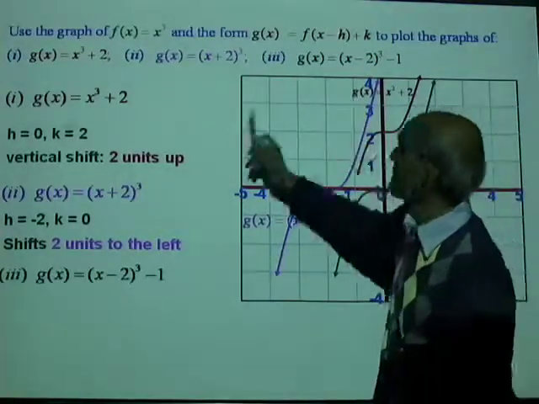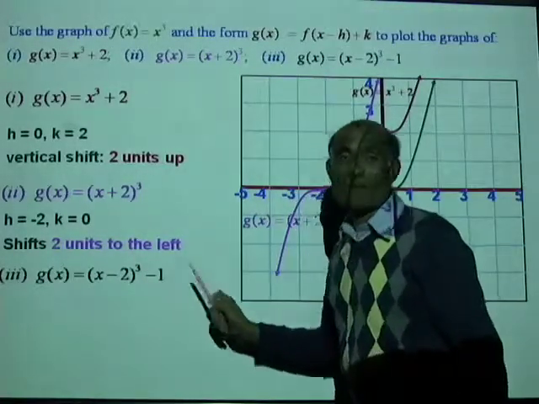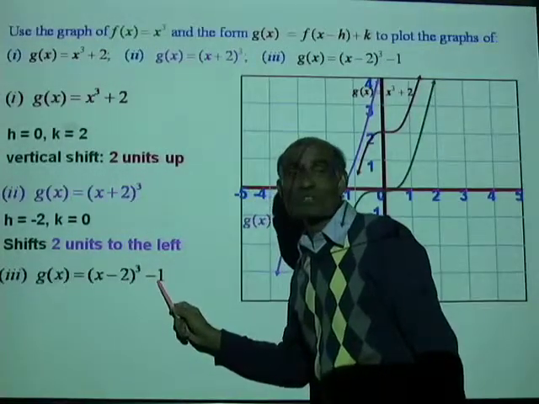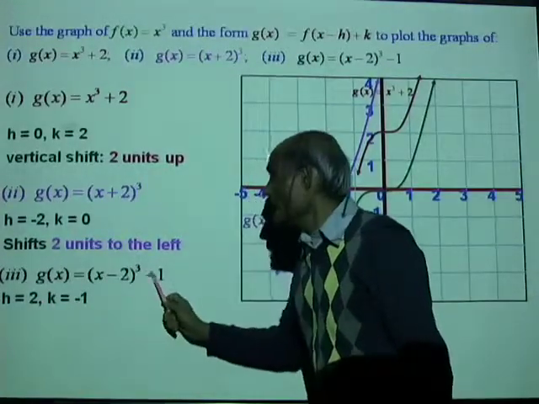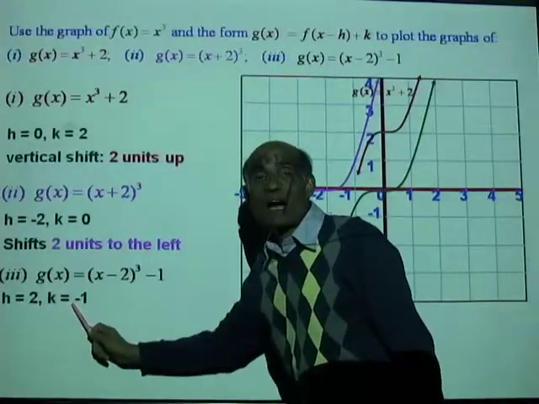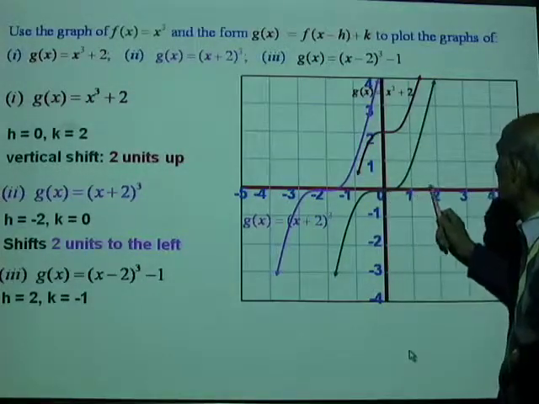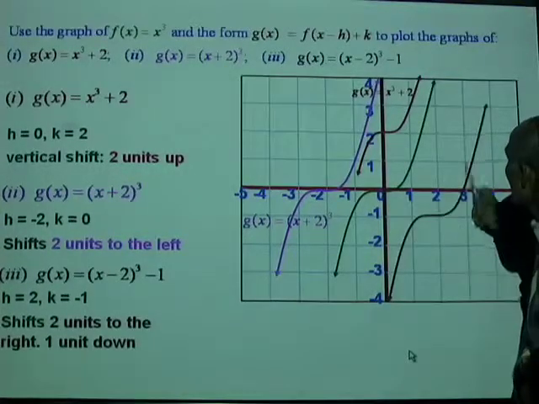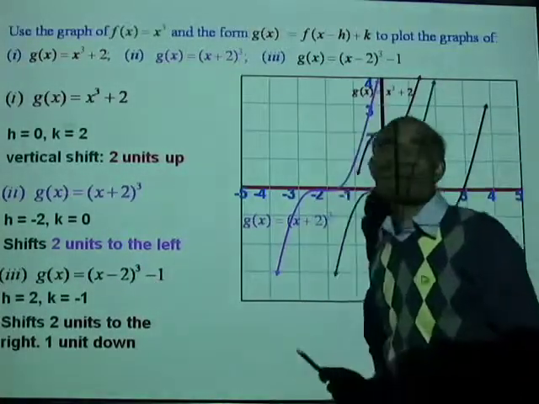Alright, the last one, g of x is (x minus 2) all to the power of 3, minus 1. Well, here there is a horizontal shift and a vertical shift. What is the horizontal shift? H equal to 2, positive 2, and k equal to negative 1. Shift 2 units to the right and 1 unit down. So the basic graph will shift 2 units to the right and 1 unit down. There is your graph of (x minus 2) all cubed minus 1.